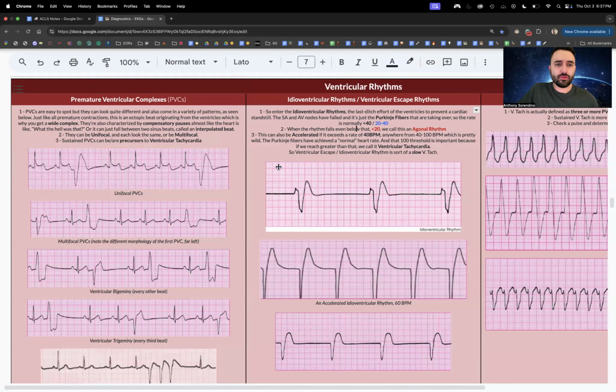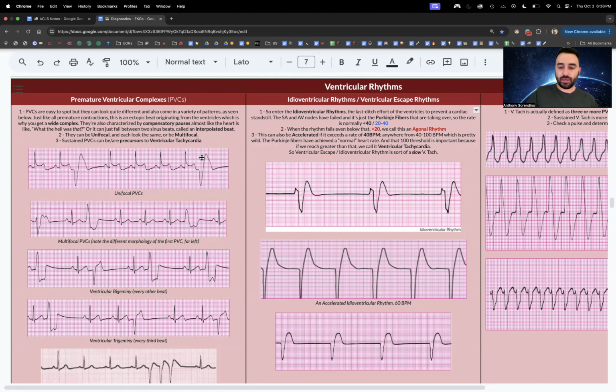All right. So when we talk about the ventricular rhythms, remember what I talked about before where you have these wide QRS complexes? That's because the impulse is not coming from the atria, it's coming from the ventricles, and it takes a while to come up those large ventricles and depolarize the entire heart.